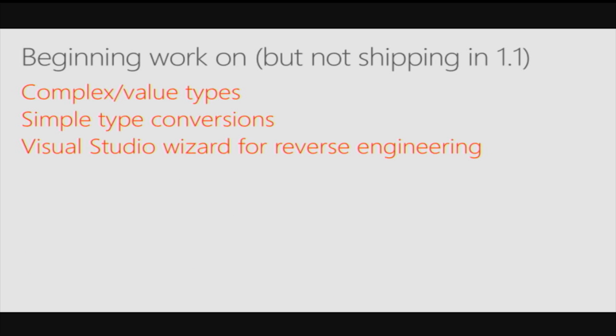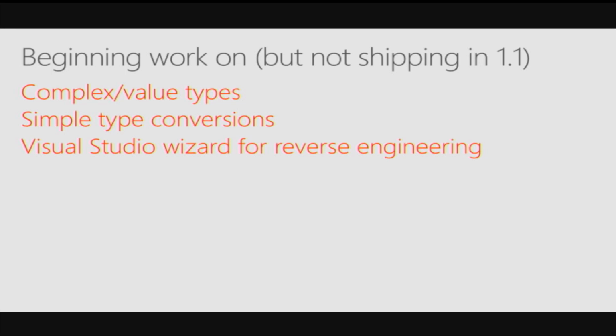So complex and value types is the idea of instead of just having properties directly on my entity, like address line 1, address line 2, I can group those properties into an address object. And so an order has an address and a customer has an address. We don't have support for that yet, but we are working on it, but it's not quite going to make it into the 1.1 release. And that's the same story when we look at simple type conversions. Like I have a JSON property in my entity, and I want to just put that in a varchar max column in the database because that's how my schema is. So simple type conversions like that.